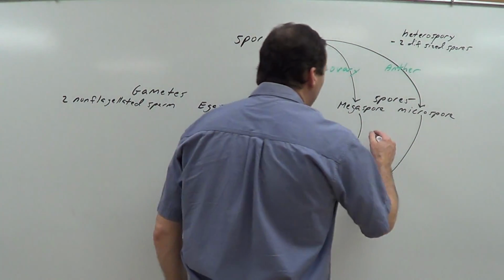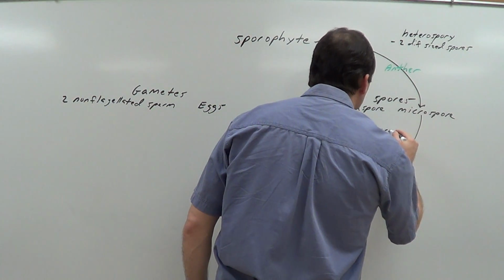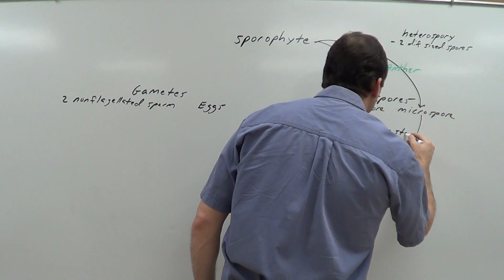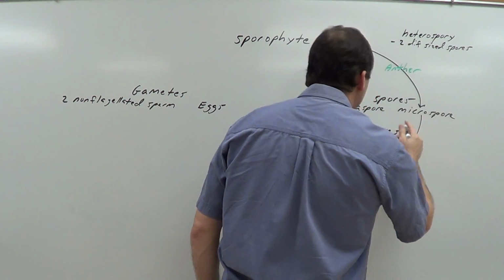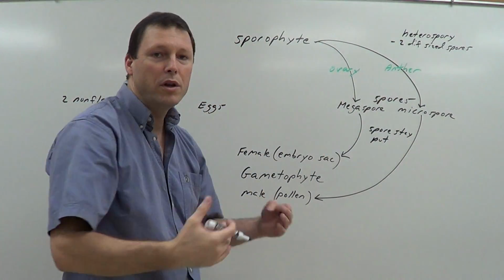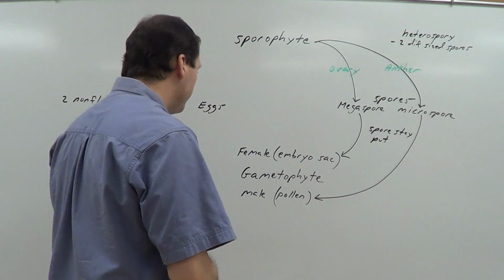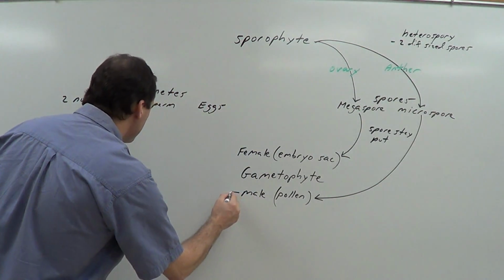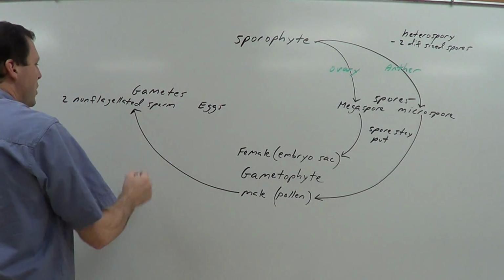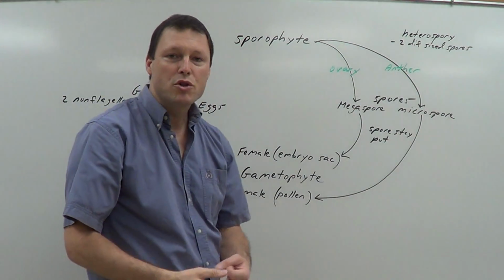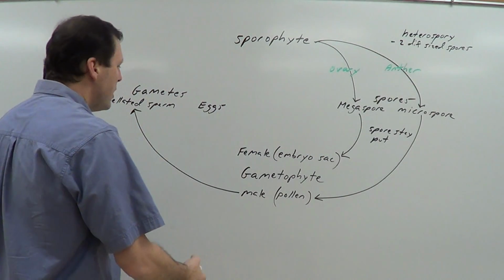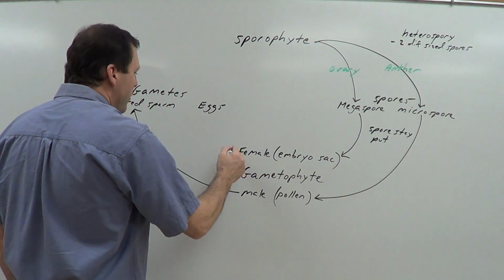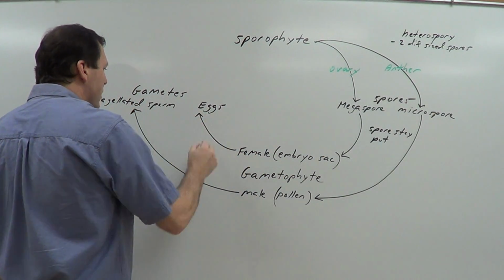And again, the spores stay put. So they stay on either the anther or the ovary where they're located. The pollen grain is going to produce two non-flagellated sperm, the same as with gymnosperms. And the female gametophyte is going to go ahead and produce eggs.